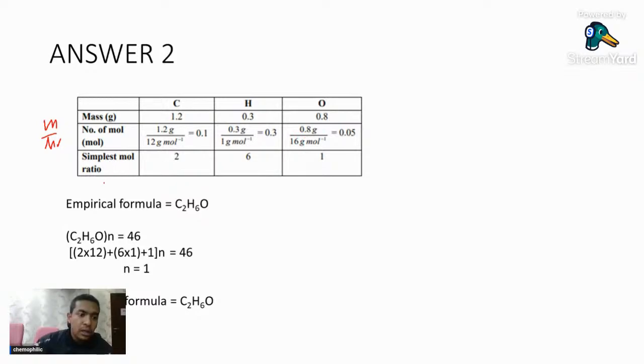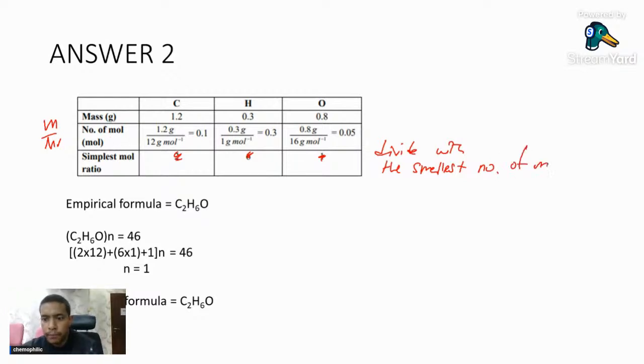Okay, simplest mole ratio. Before we get the numbers 2, 6, and 1, we need to divide by the smallest number of moles. So as you can see here, this is 0.05, this is 0.3, this is 0.1. So this is the smallest number. So we divide everything by 0.05. So here is 0.1 divided by 0.05. That's how we got 2.